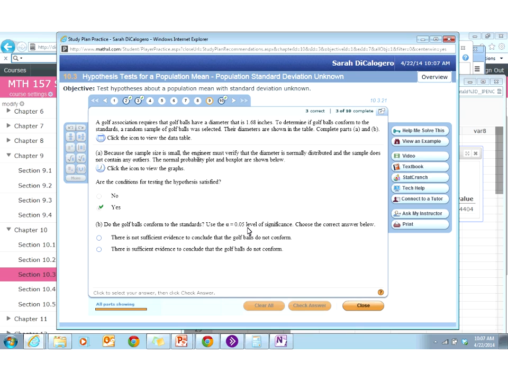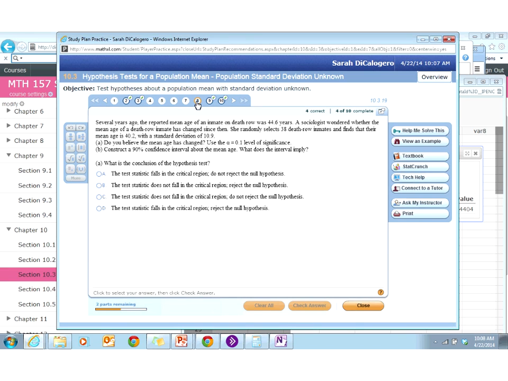We're using alpha equals 0.05. It would only reject the null if our p-value is less than 0.05. So the null hypothesis was that they equaled 1.68, so that they were conforming. So there's not sufficient evidence to conclude that the golf balls don't conform. Okay, so hopefully I've given you enough to get you going.